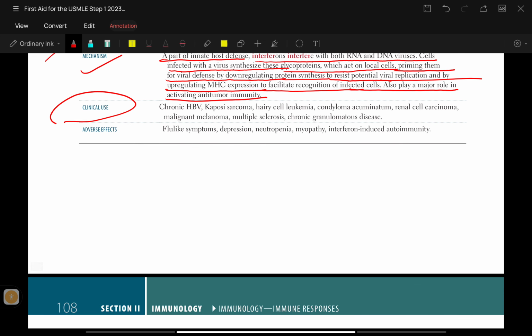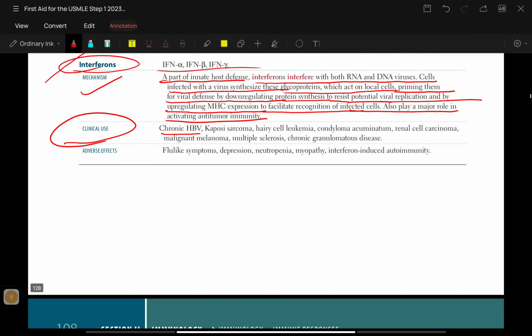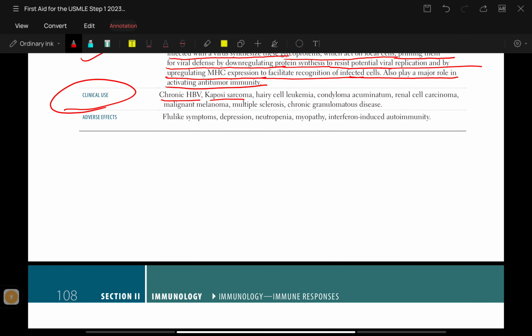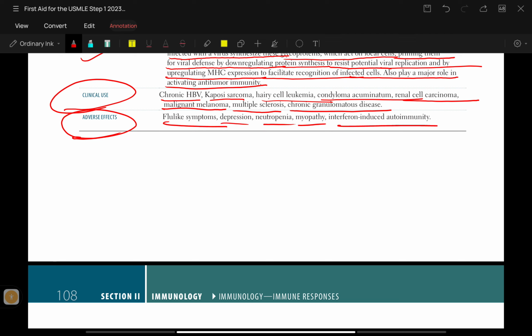Now talking about clinical uses: chronic hepatitis B virus, Kaposi sarcoma, hairy cell leukemia, condyloma acuminatum, renal cell carcinoma, malignant melanoma, multiple sclerosis, chronic granulomatous disease. Now about adverse effects: flu-like symptoms, depression, neutropenia, myopathy, interferon-induced autoimmunity.